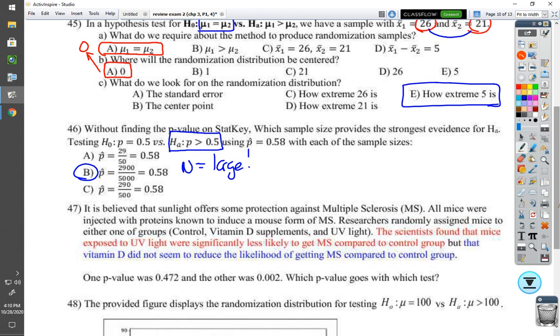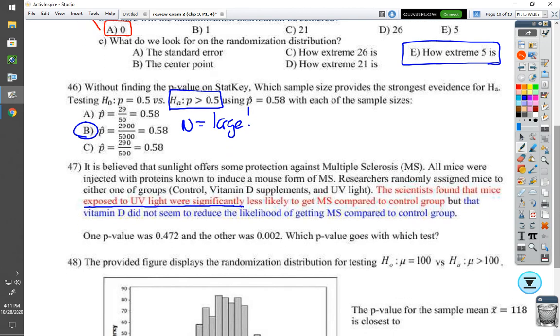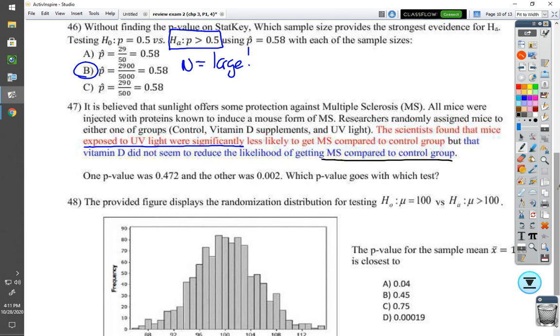Number 47, it is believed that sunlight offers some protection against multiple sclerosis. All mice were injected with proteins known to induce a mouse form of MS. Researchers randomly assigned mice to either one group, a control group, or UV light. The scientists found the mice exposed to UV light were significantly less likely to get MS. That means small p-value. But the vitamin D did not reduce the likelihood of getting MS compared to the control group. Okay. One p-value is 0.47, the other is 0.002.